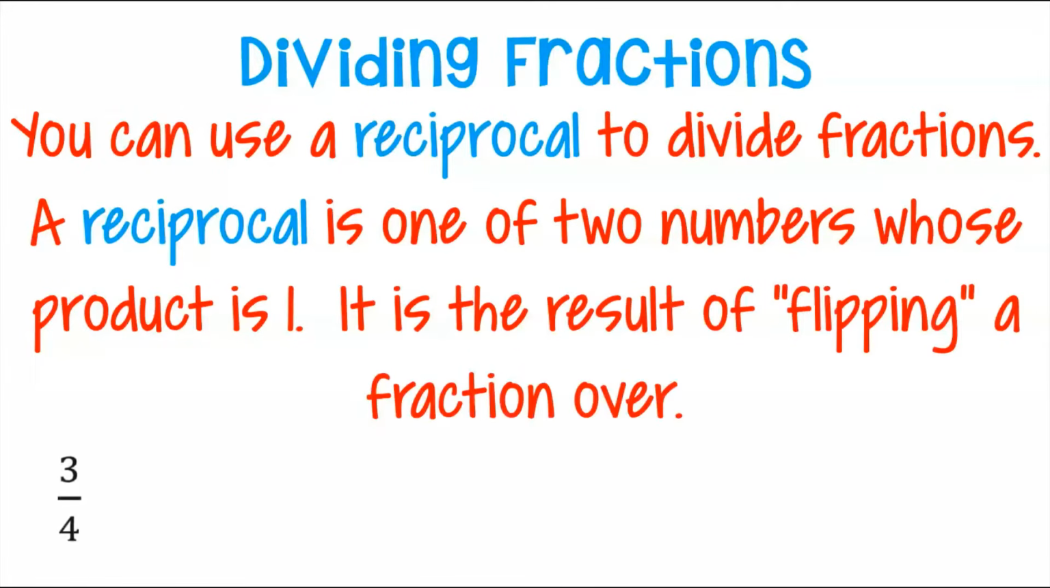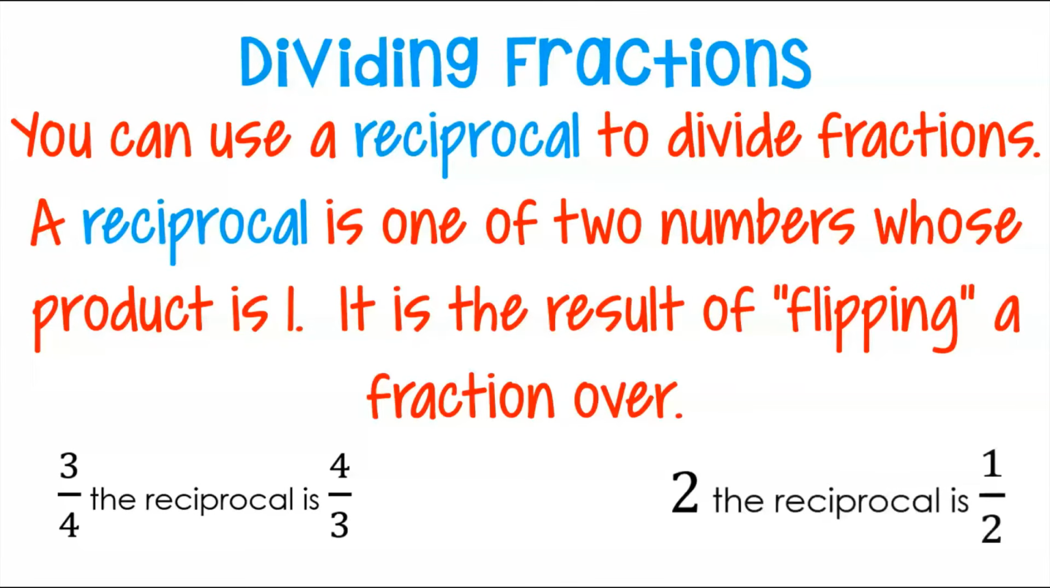So for example, 3/4, its reciprocal will be 4/3. All we do is exchange the numerator and the denominator. They switch places. We flip the fraction over. In 2, remember 2 is a whole number, and that means it's really like 2/1. When we get its reciprocal, it becomes 1/2.